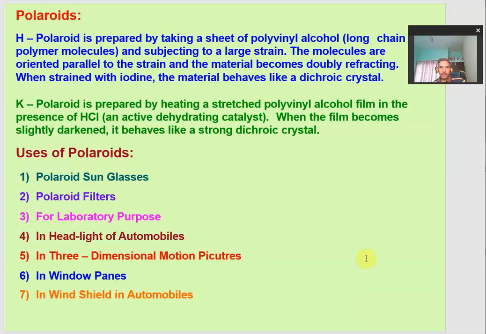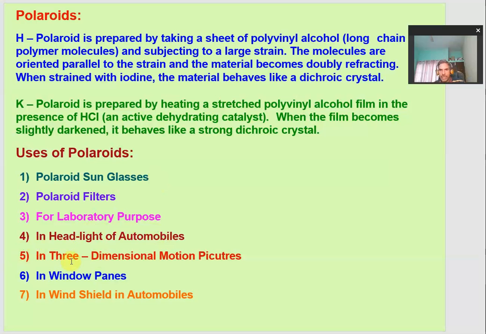There are different kinds of polaroids which we see here. You can read these values here, but we can also look at the purposes for which polaroids, or the phenomenon of polarization, are used. Polaroid sunglasses are used in bright areas where the sun is quite bright. Polaroid filters are used to observe bright stars or even the sun, in order to filter the light. They are also used for laboratory purposes, in the headlights of automobiles, and in three-dimensional motion pictures.